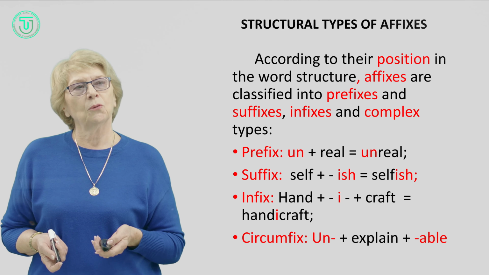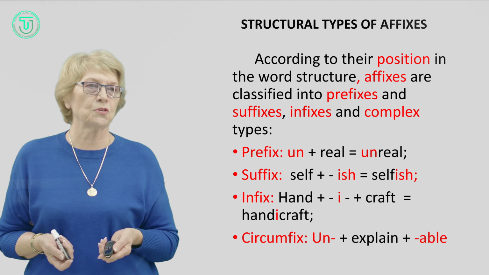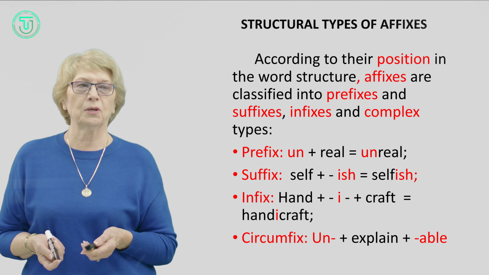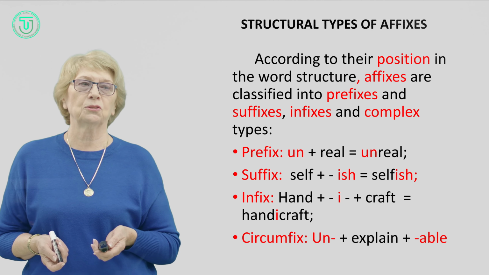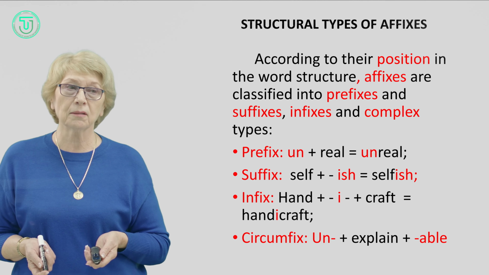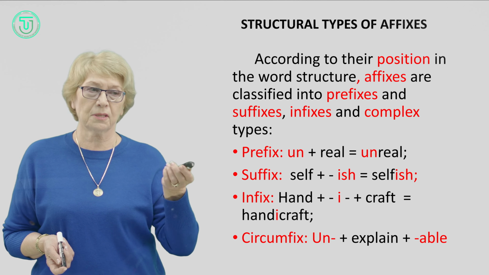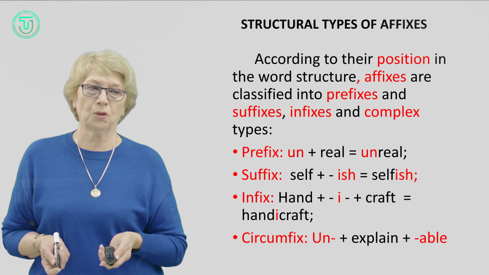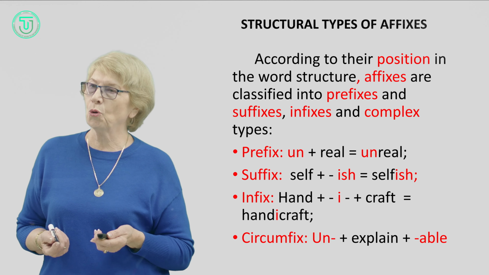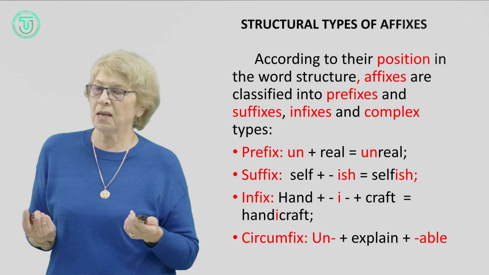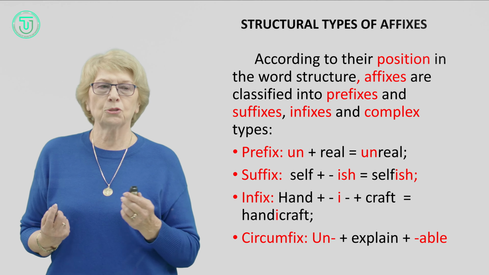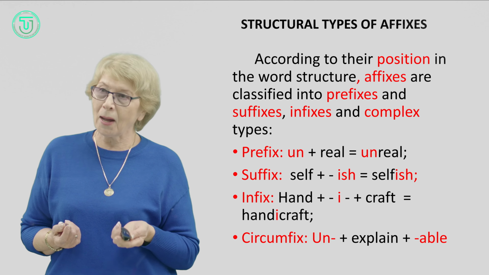Okay, now, when we look at the affixes within the structure of the word, we can see that by their position within the structure of the word, the affixes are classified into prefixes, and the example is the prefix un in the word unreal. Then suffixes, the example is the suffix ish in the word selfish. Infixes, they are semantically not so important, so to say. Their main function is to bring two roots together to compose compound words.